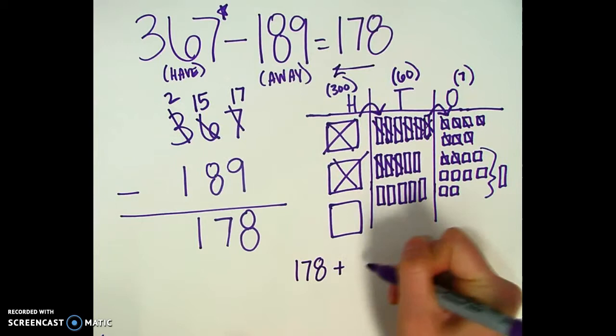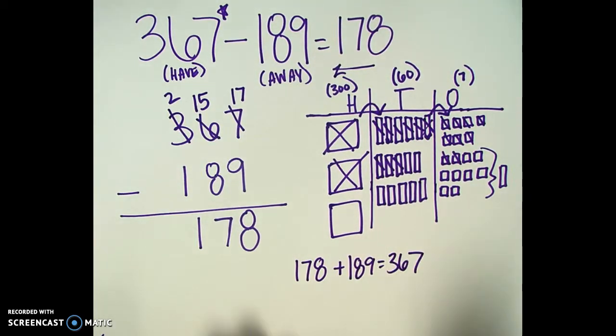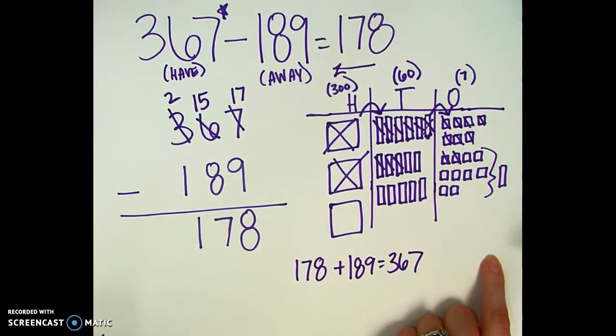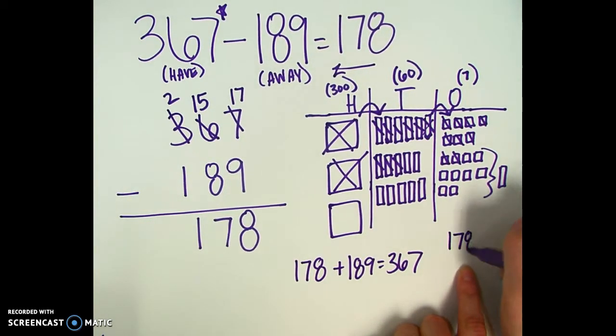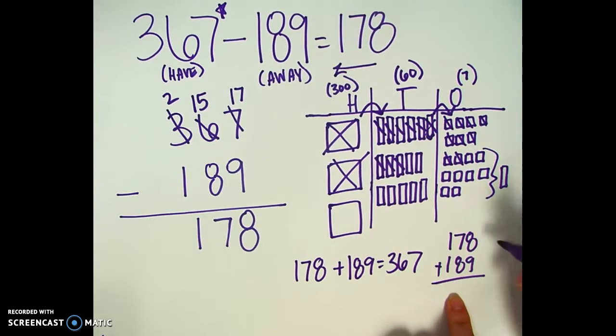178 plus 189 should equal 367. Where do I get it written? Right here. 178 plus 189. We just practiced our addition on, what day was that?